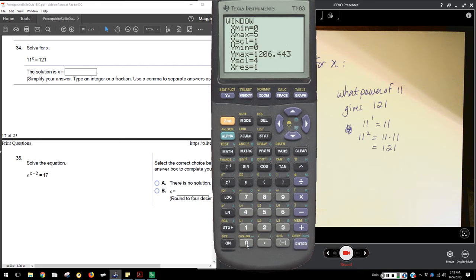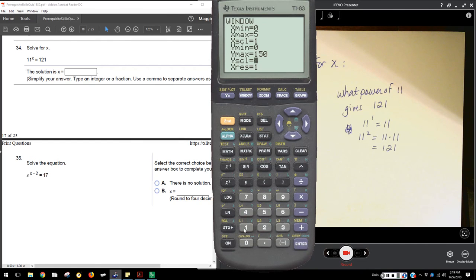If I put in 11 to the 0 power, I'm going to get 1. That's the lowest I'm going to ever get, so y equals 0 will accommodate it. I need to go up as high as 121, because I need to see where 121 crosses 11 raised to the x power. So I'm just going to put in 150.